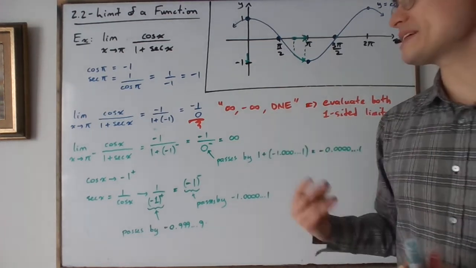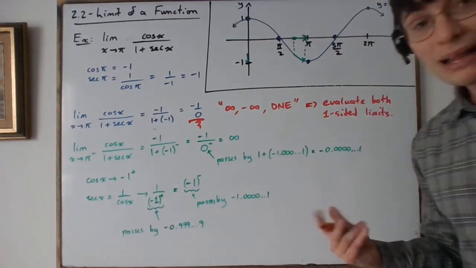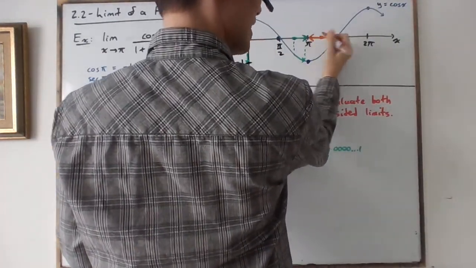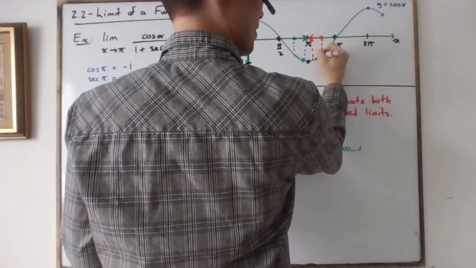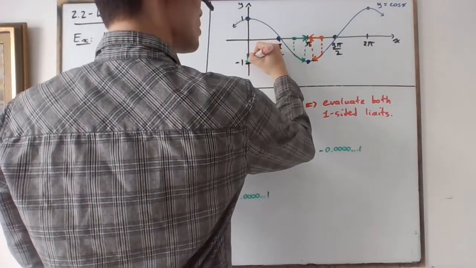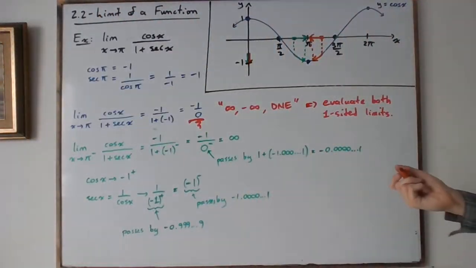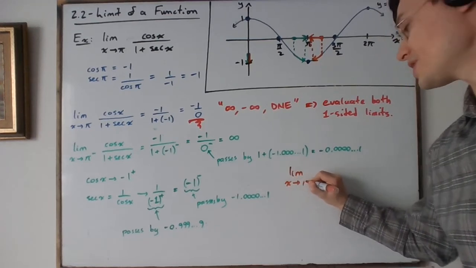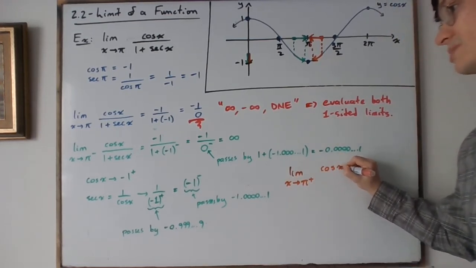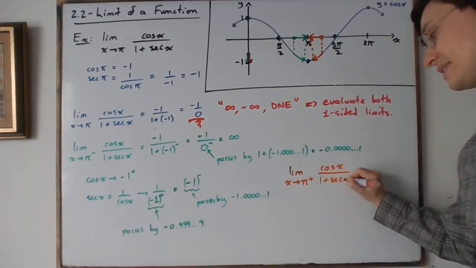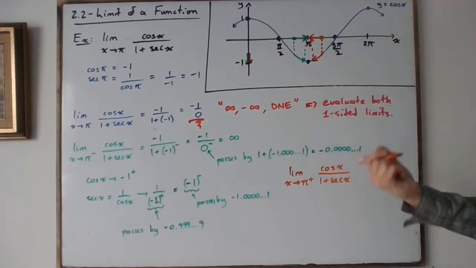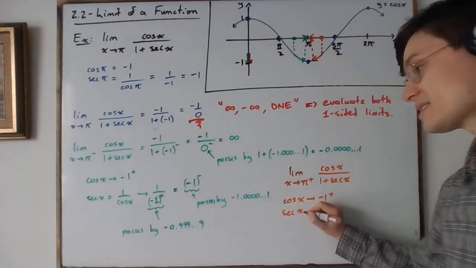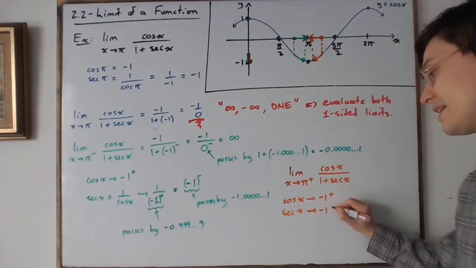Okay, so we've done the limit from below. Now let's do the limit from above. Well, I have good news for you, okay? We do it graphically as well. So we can use the same graph like this, and we reach the exact same conclusion. We have the limit as x is approaching pi from above of cosine of x over 1 plus secant of x. And the idea is we reach the exact same conclusion: cosine of x is approaching negative 1 from above and secant of x, by the same argument, is approaching negative 1 from below.